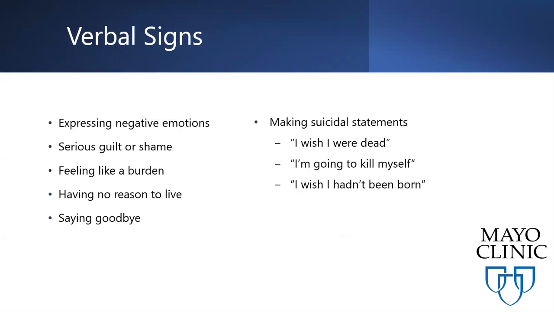The third and final set of suicide warning signs are verbal signs. Verbal signs can be anything from expressing those negative emotions mentioned earlier, having serious guilt or shame, feeling like a burden to others, believing there's no reason to live, or saying goodbye to others in a manner where they'll never see them again. So more verbal signs include making suicidal statements such as, "I wish I were dead," "I'm going to kill myself," "I wish I hadn't been born," or any other negative statement regarding being alive.